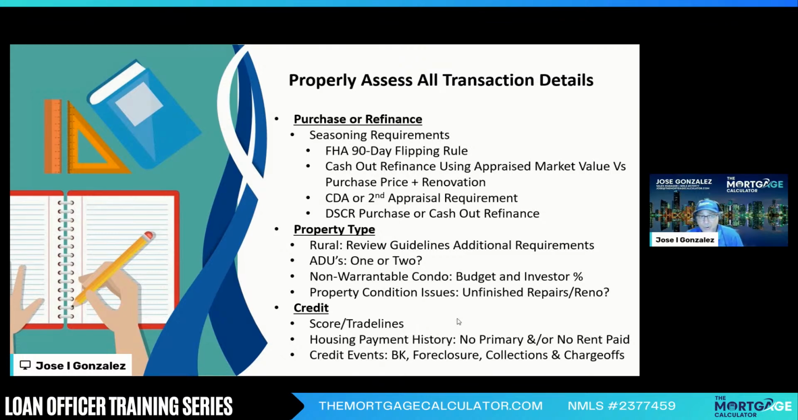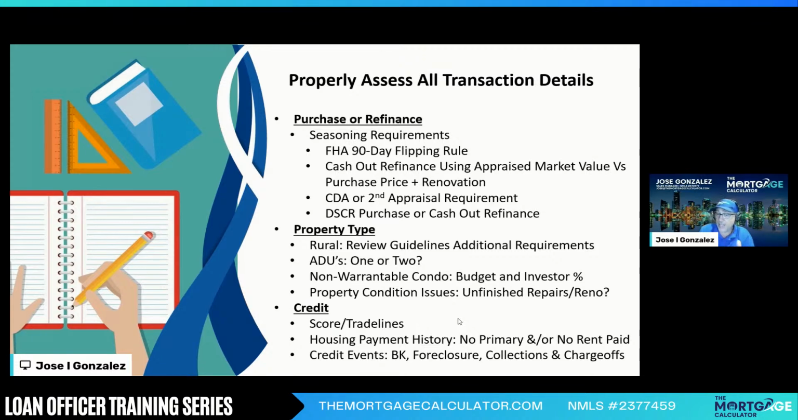And then, of course, credit events, BKs, foreclosures, collections, and charge-offs. Now, don't be dismayed. We have options for people currently in a BK for at least 1 year, a Chapter 13. We have options for people just out of a BK, non-QM. We have options for people 1 year out of foreclosure, non-QM. We have options where you don't have to pay off the charge-offs as long as you can show reserves. So many different scenarios. Just properly analyze the credit event and properly reconcile it, and don't leave any stone unturned.